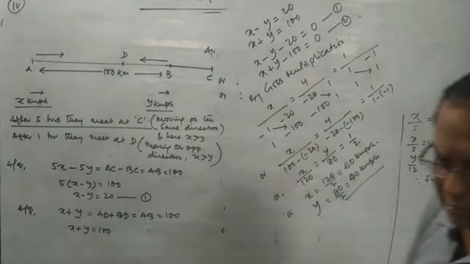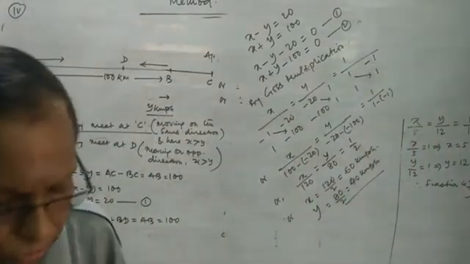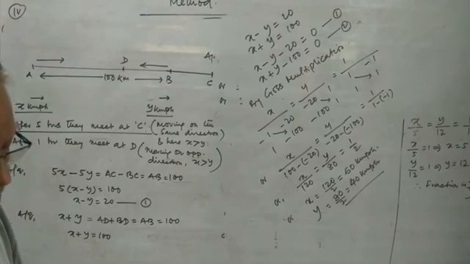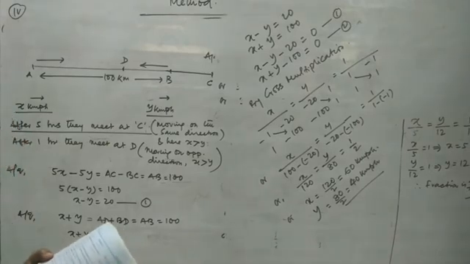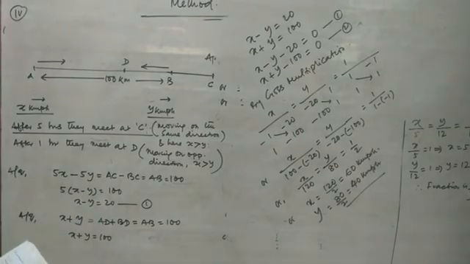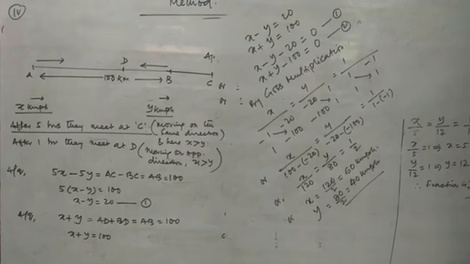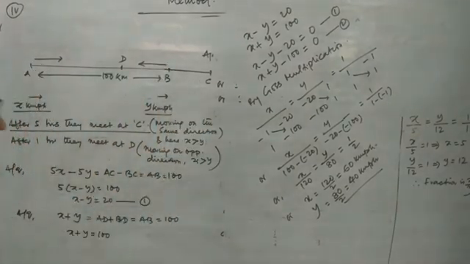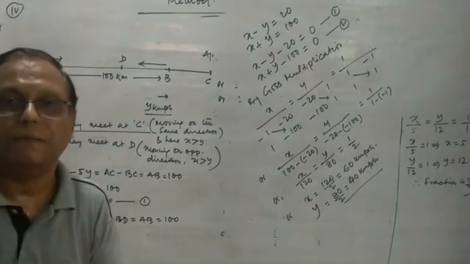You can solve it by any other methods also. Dear students, you can go for the elimination or cross multiplication method as well in order to find the answer. The answers are 60 km per hour, the speed of the car that starts from A, and 40 km per hour, the car that starts from B. This is all about the cross multiplication method.